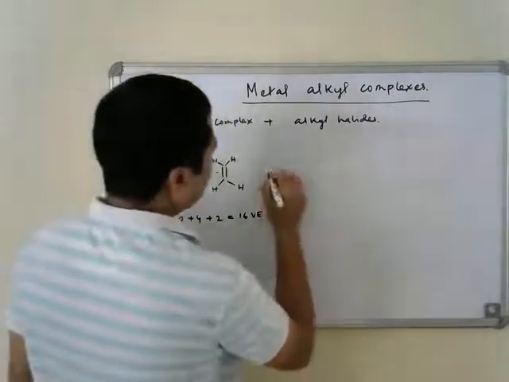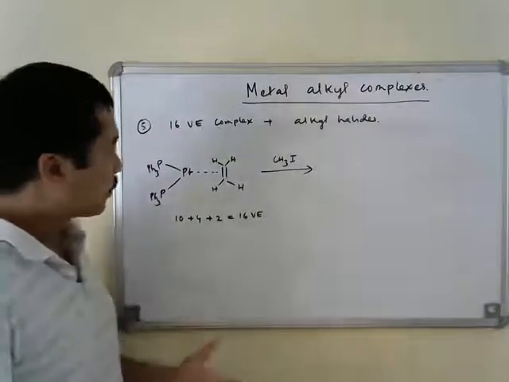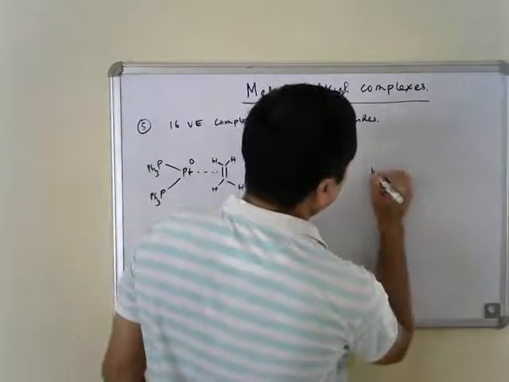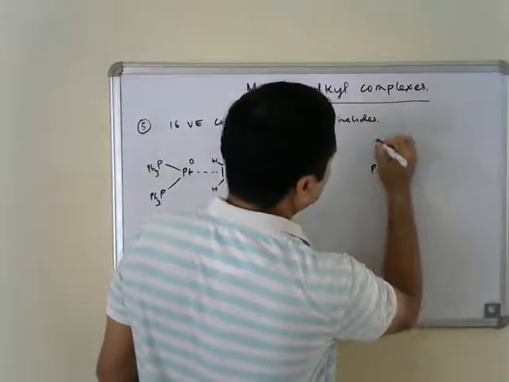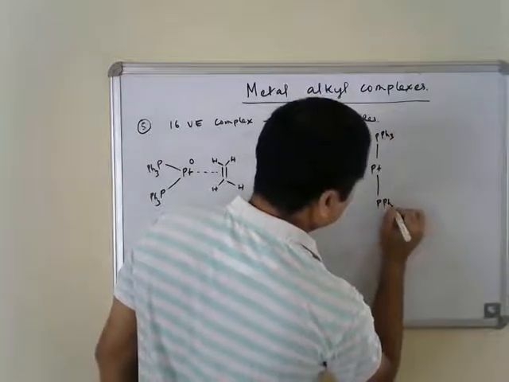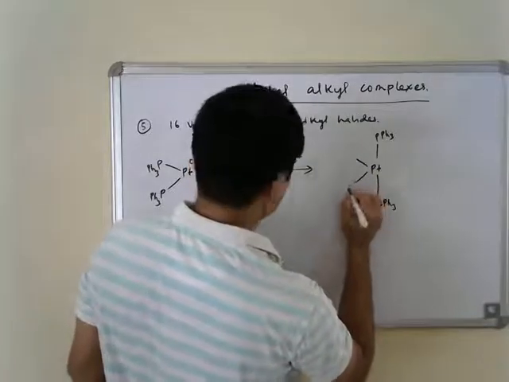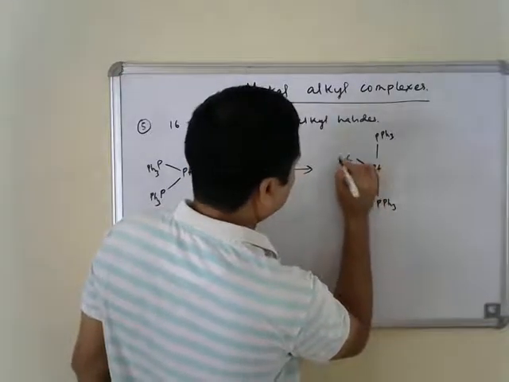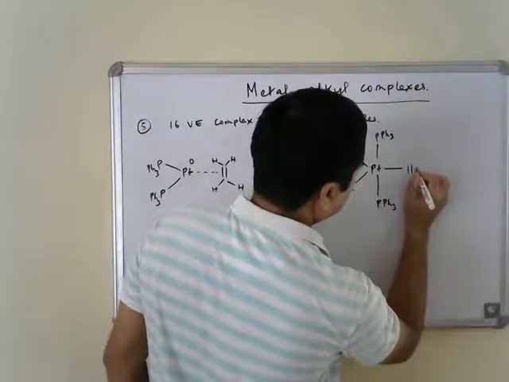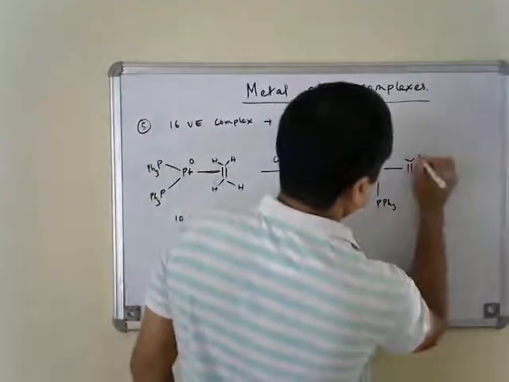So then one can do reaction with alkyl halide. What is going to happen here? The oxidation state of platinum is equal to 0, and now the oxidation state of platinum is going to increase, and it will also increase its coordination number. That is, draw balls in this way.